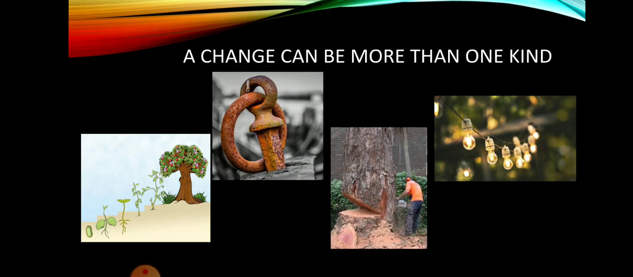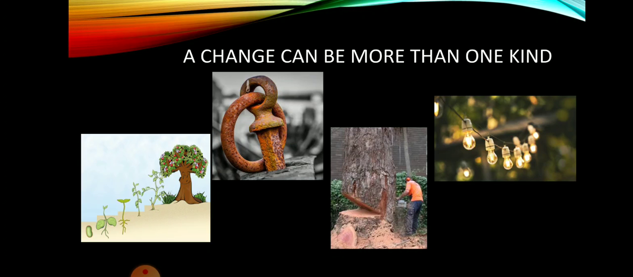Now here in the picture you can see some examples showing that a change can be of more than one kind. For example, in the first picture you can see the growth of a tree. It is a slow change, a desirable change, an irreversible change, a chemical change and a natural change. So growth of a tree shows us 5 different kinds of changes. The statement that a change can be of more than one kind proves to be true in this case. Then rusting of iron is a slow change, an undesirable change, a chemical change and an irreversible change.